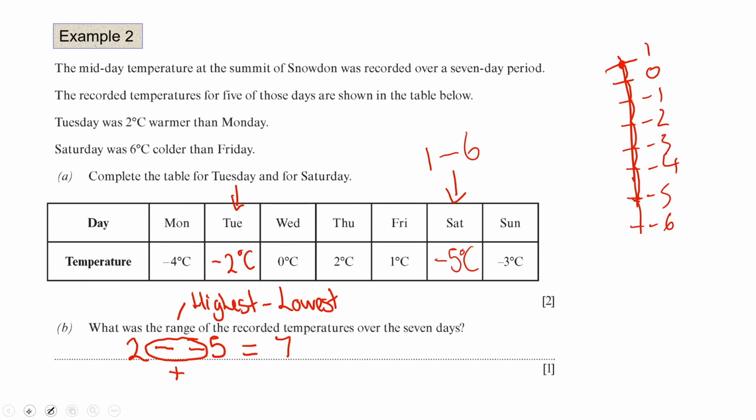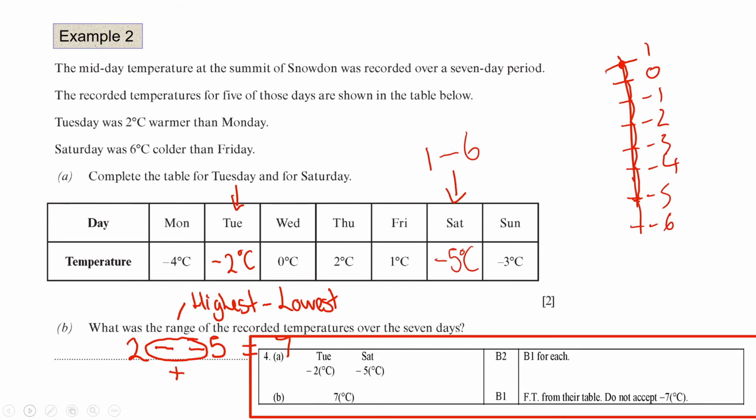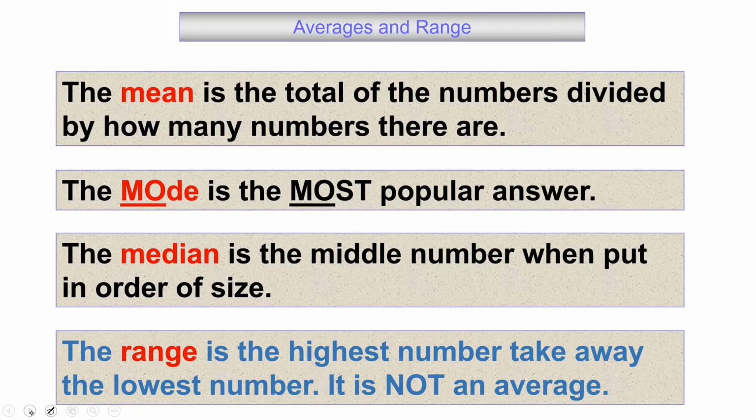Okay, next question then. So that's just the marking scheme. You get a mark for the -2, a mark for the -5 in that part A question, and then for part B, 1 mark for that 7 degrees.